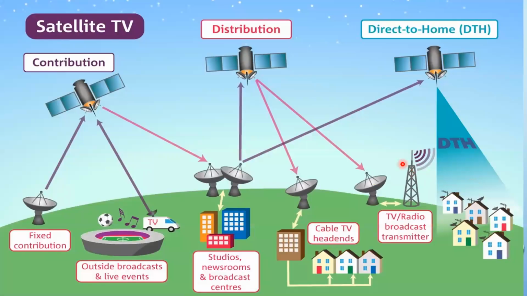Clear? Look at another example, satellite TV: contribution satellite, fixed contributions, outside broadcast, broadcast and live events like TV or radio, newsrooms and broadcast centers. These are centers, okay? They send the signals to a satellite and the satellite sends the signals to other stations, and through another satellite they distribute the signals in two ways. The first one is cable TV headends, and through this, homes will be able to watch live events. And through towers, wirelessly, these homes will be able to watch TV and listen to the radio. Got it?